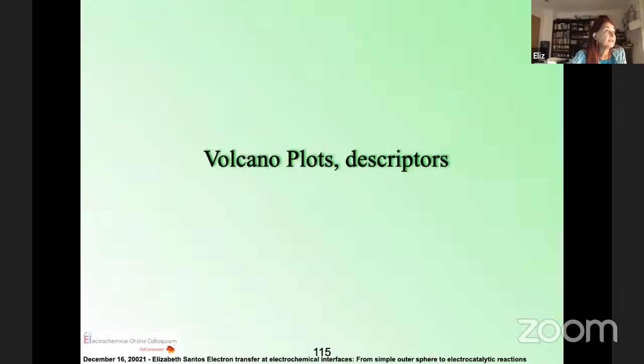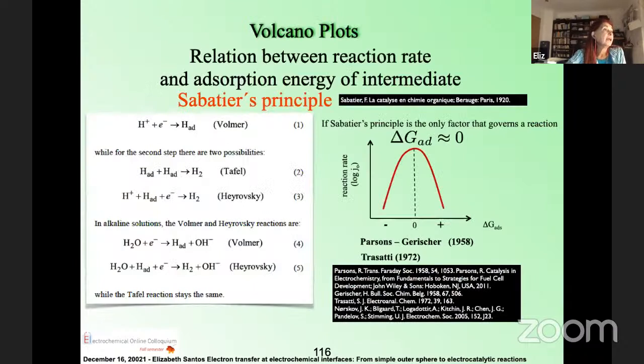Good. That's this, and then I come to the next point: volcano plots and descriptors, about which I want to say some words. Usually, the system most often used to apply this volcano plot is the hydrogen reactions, and actually it is based on the Sabatier principle.